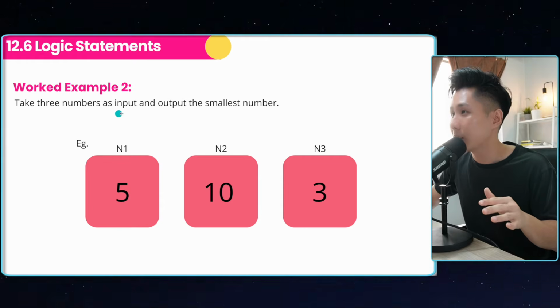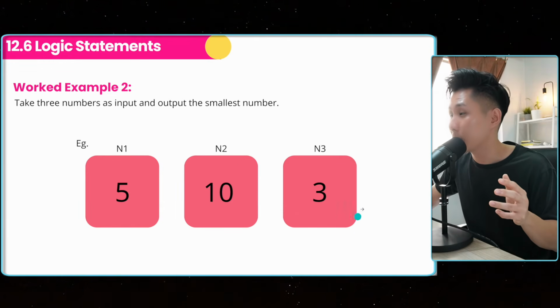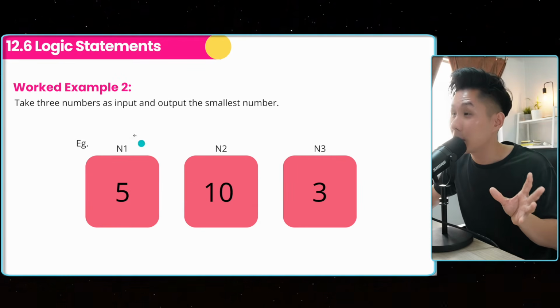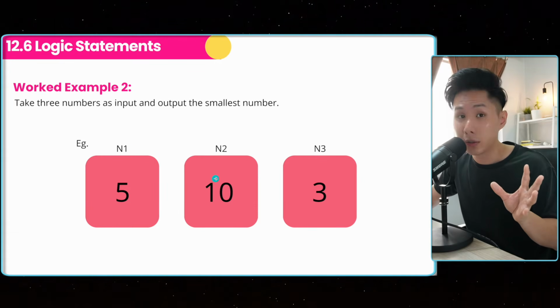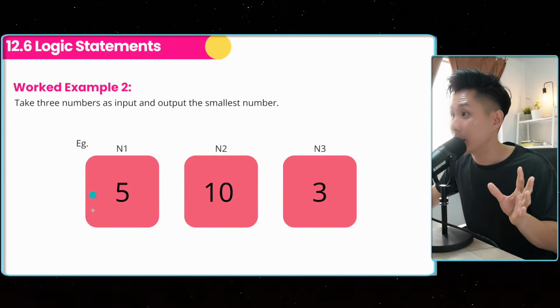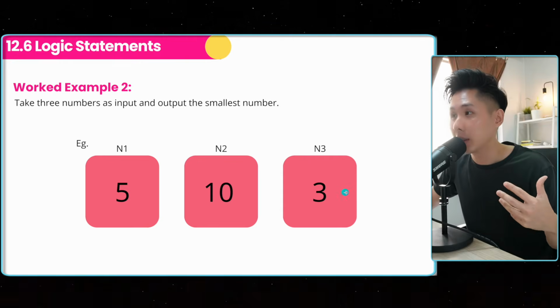Another example, see if you can do this with me. Take three numbers as input and output the smallest number. Look, I have three numbers here. I'm just putting them out for visualization. To know which is the smallest number, I'll first compare number 1 with number 2. And whichever is smaller, I will then compare the smaller number with the third number to know which one is the smallest.